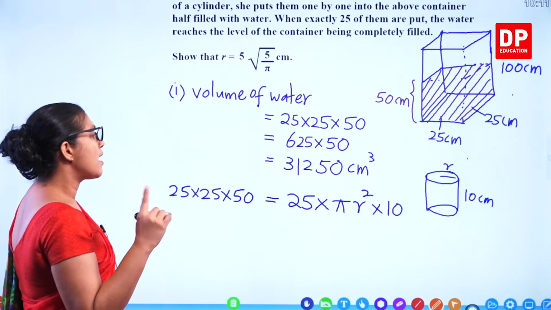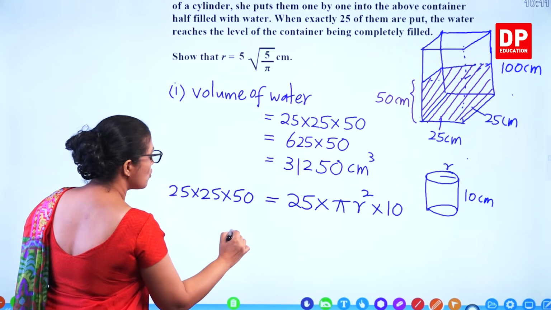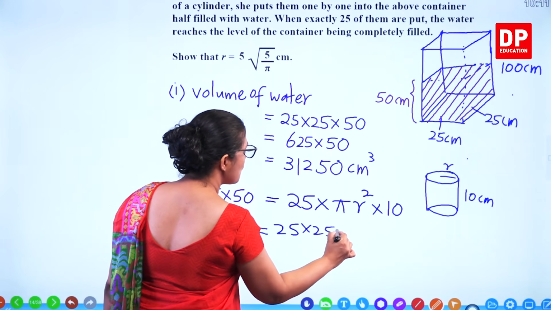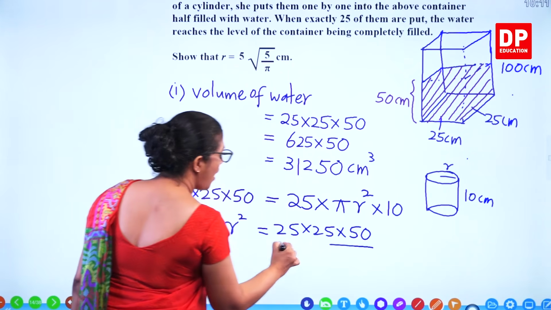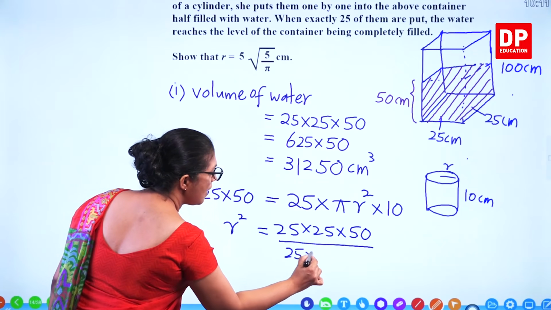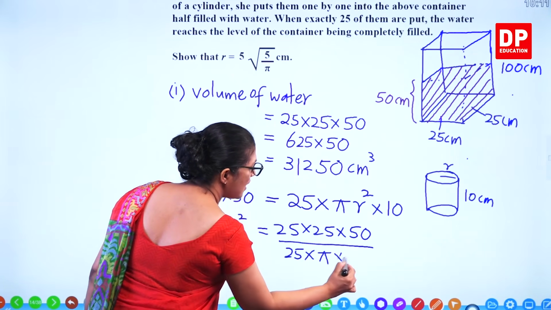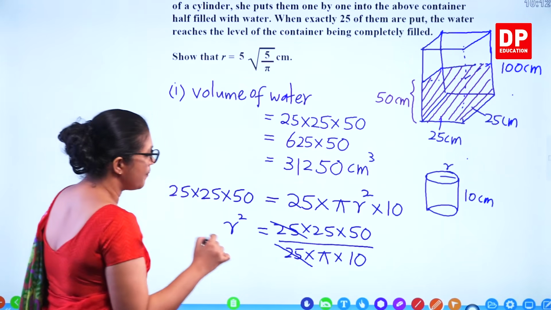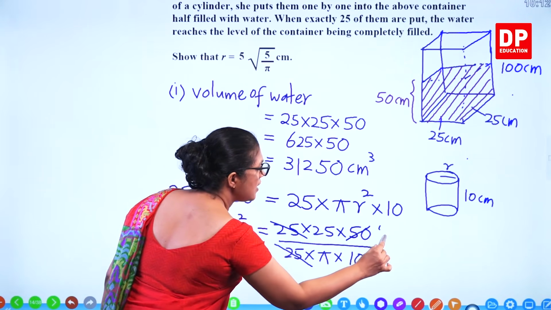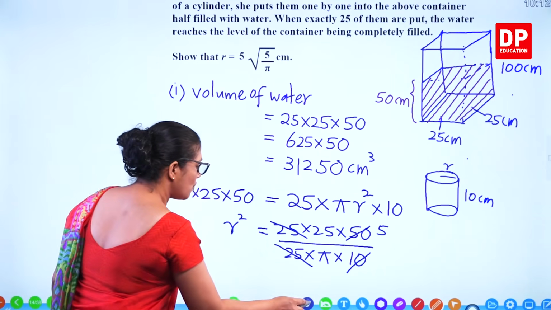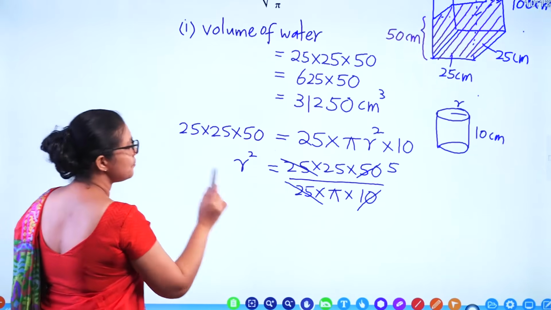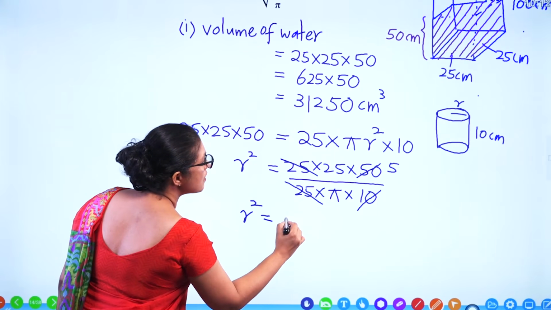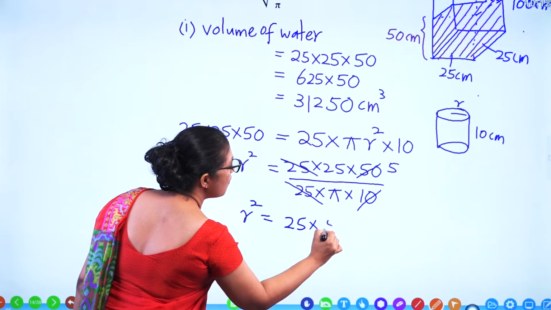Now I need to make r squared the subject. So what is r squared? 25 times 25 times 50, divided by 25 here, pi, and then this 10. Now simplify. 25 gets cancelled out. This 10 and this 50, that's 5. So what is r squared? r squared becomes 25 times 5 over pi.